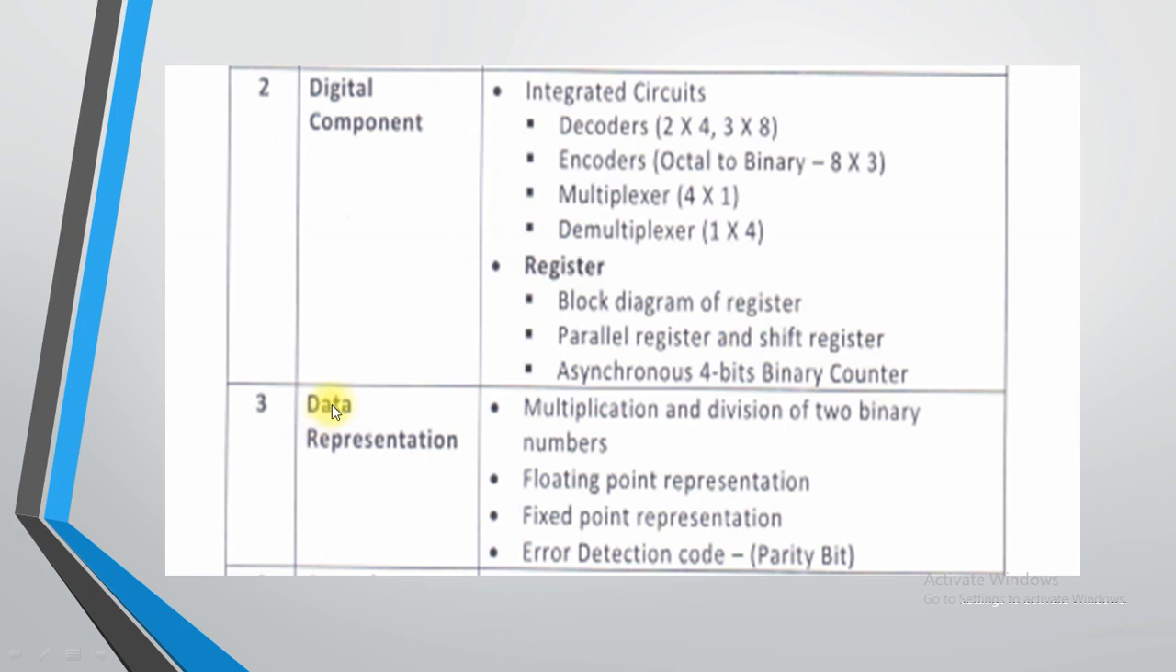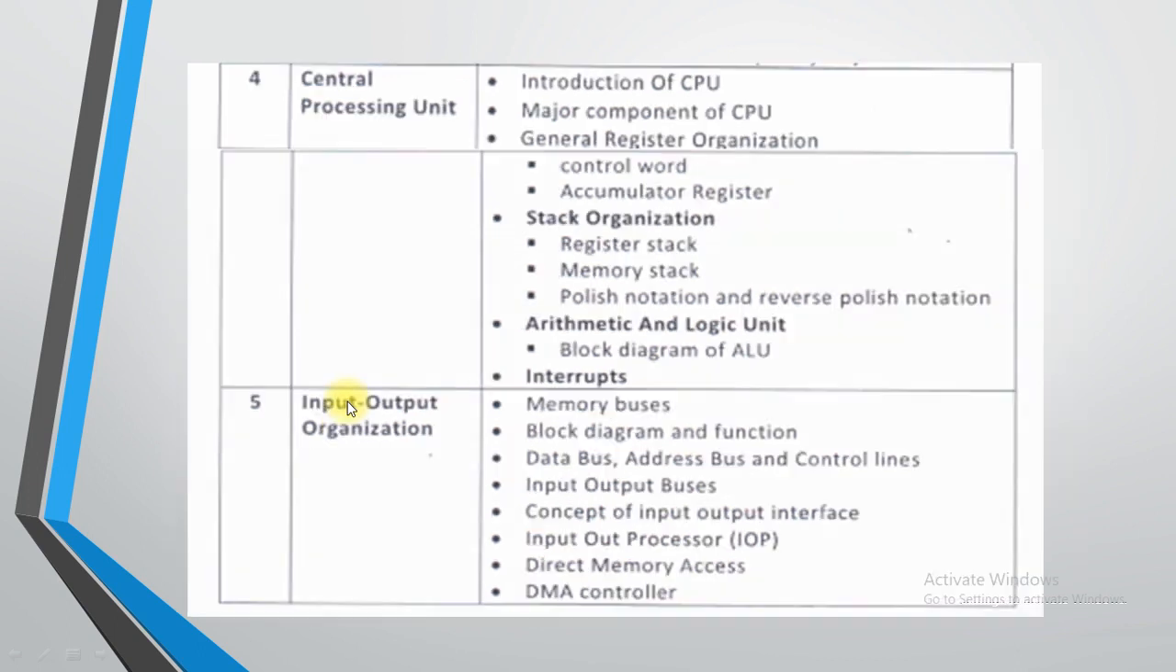The third chapter is related with data representation. Data can be represented using multiplication and division of two binary numbers. Floating point and fixed point representation are there, and error detection code, parity bit. So these four are the topics which we learn inside the data representation unit.